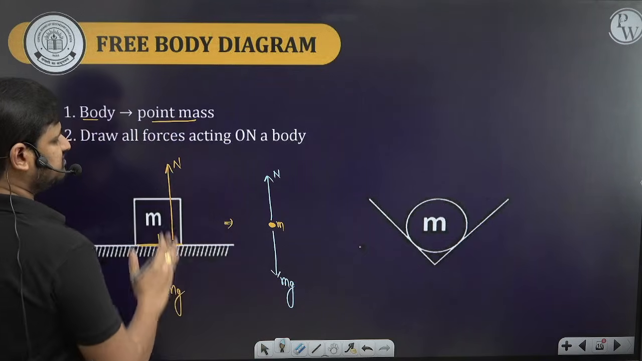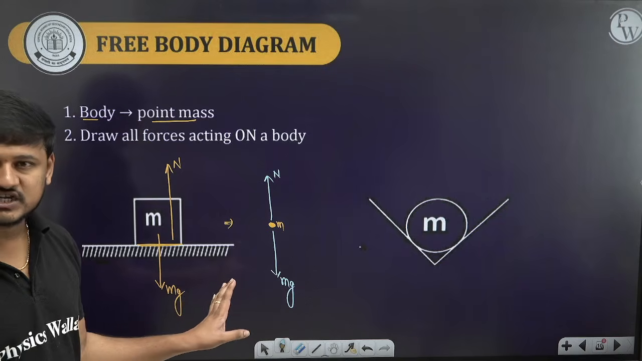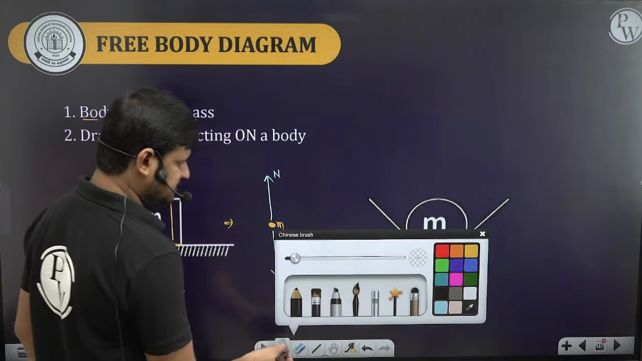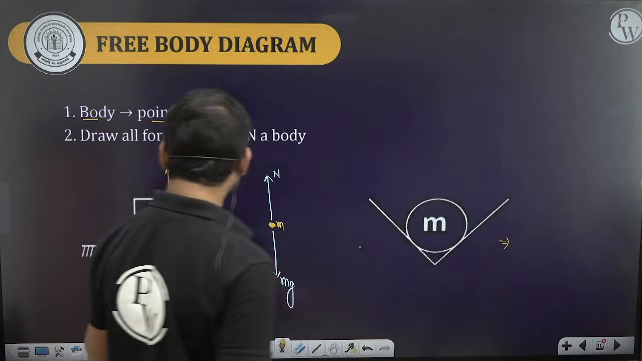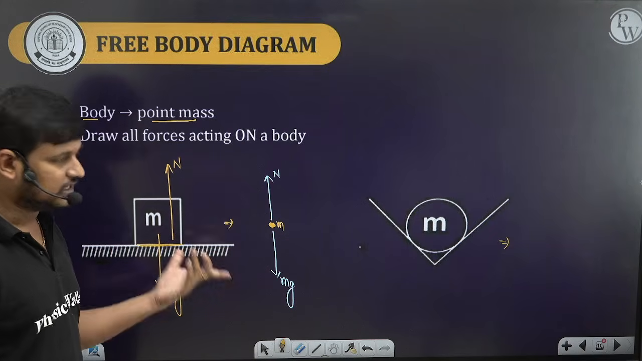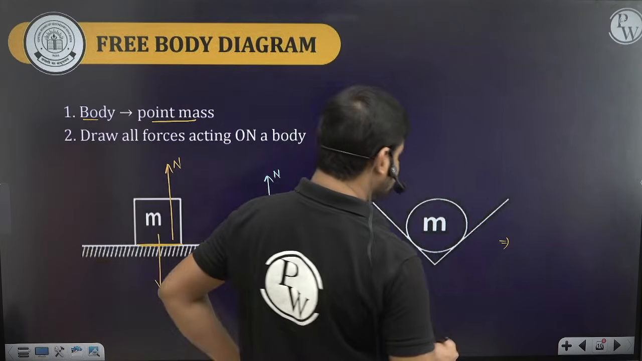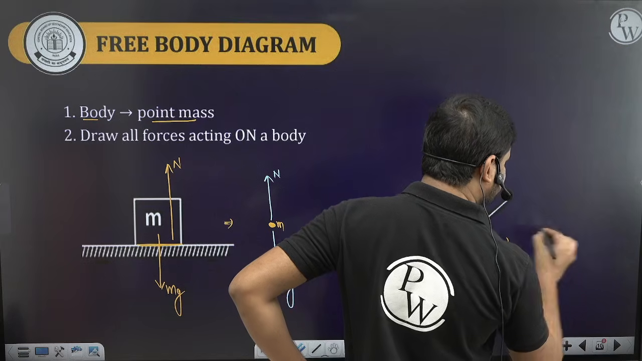Normal is acting upside, mg is acting downside. Clear? Understood? Next. So let's take this example. Here there is no string connected and there is no tension force. Let's say this point. First consider this as a point mass.